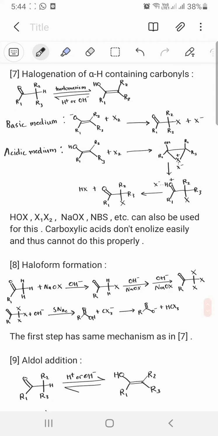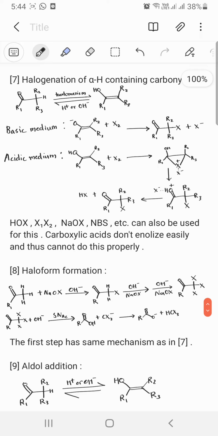Carboxylic acids don't enolize readily and cannot do this properly. Okay. Why do they not enolize, carboxylic acid? Oh, okay, that makes sense. These won't enolize. Yeah, that's about right.